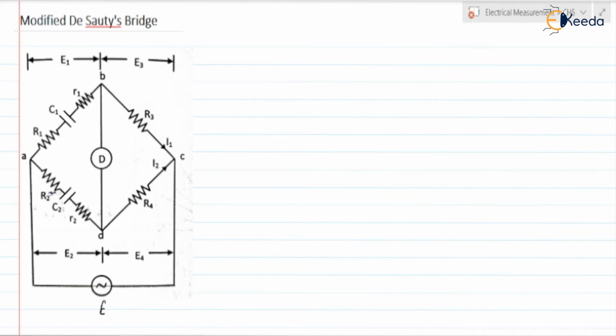in the de Sauty bridge, in the first branch as well as in the second branch, we had only pure capacitors. But do pure or ideal capacitors exist in real life? No. So that's why this capacitor C1 is a practical capacitor and has some internal resistance, that is R1. Similarly, C2 is a practical capacitor and it has some internal resistance R2. So here our task is to derive the expression for C1 and R1.